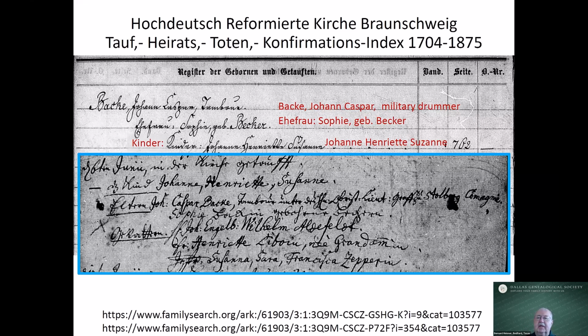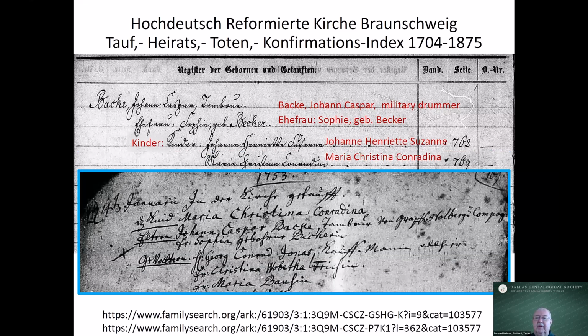Why is she Johanna Henrietta Suzanne? Here we have the baptismal sponsors, the godparents: Johann, Engel, Wilhelm, Johanna, Henrietta, Johanna Henrietta, and Susanna. So often in Germany, you got your names from your baptismal sponsors, who are most likely relatives or close friends of the parents.